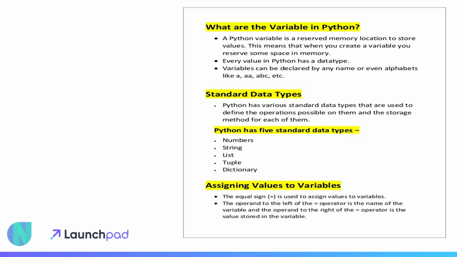Variables don't need any declaration with a particular type and can even change type at different moments. Assigning a value to a variable needs an equals to sign. The operand to the left of the operator is the name of the variable, and the operand to the right of the operator is the value stored in the variable.